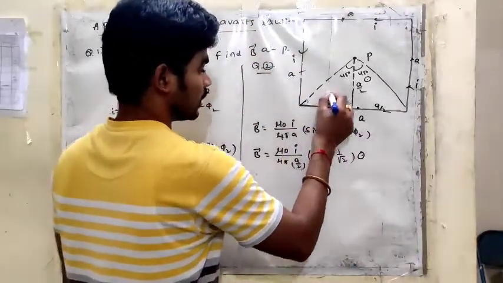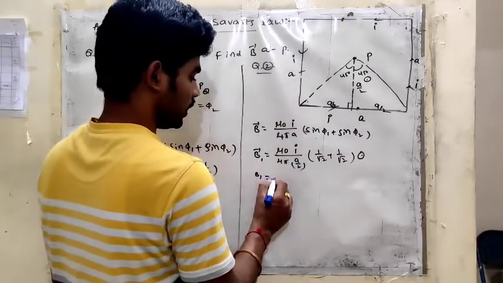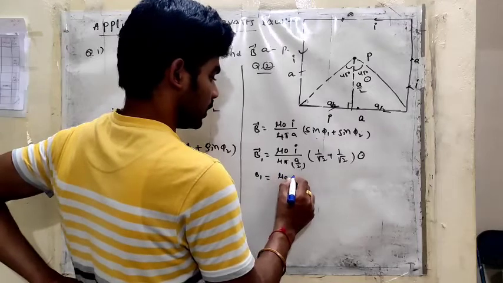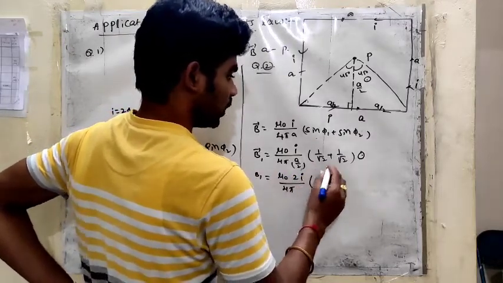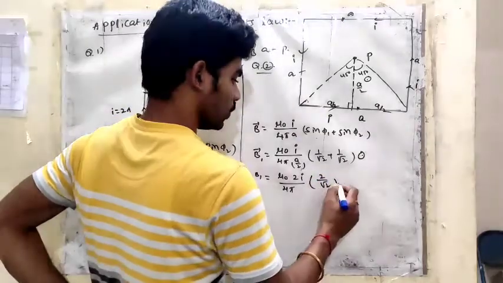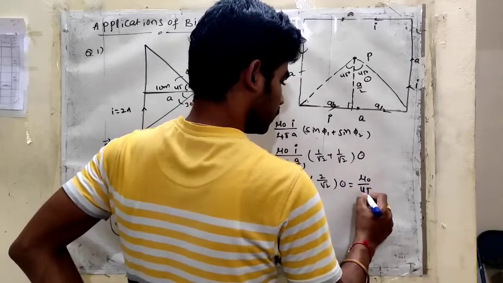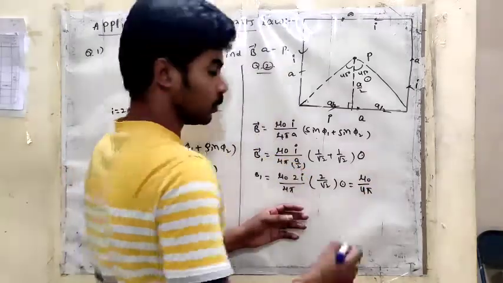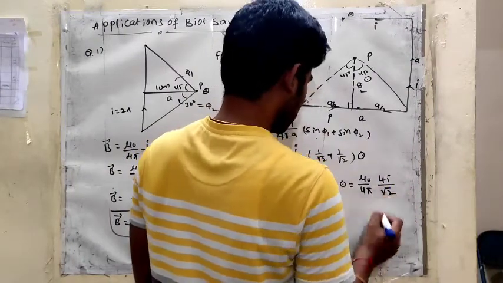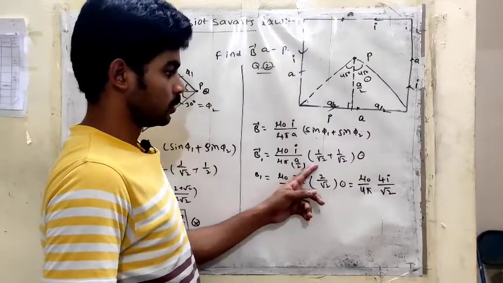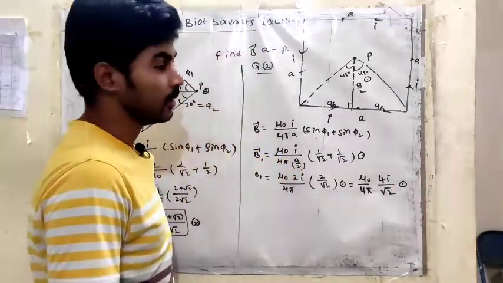So let us consider, here I am calculating B1 magnetic field. So B1 is equal to mu naught into 2I by 4 pi into 1 plus 1, so 2 by root 2. Outside the magnetic field, mu naught by 4 pi into 2 into 2, 4, so 4I by root 2. Okay, root 2 only, LCM. This is outside the magnetic field.